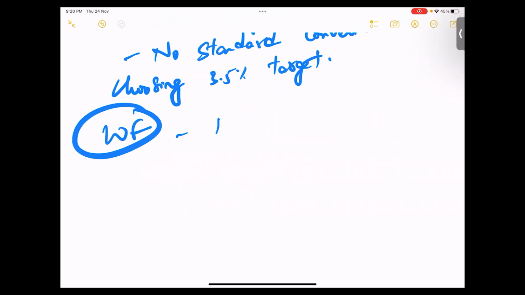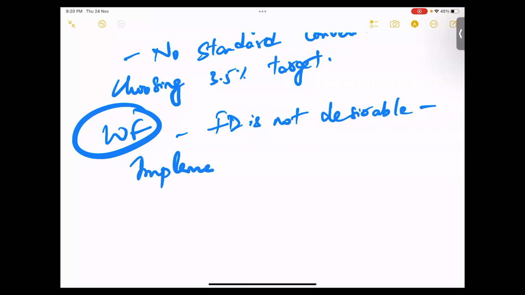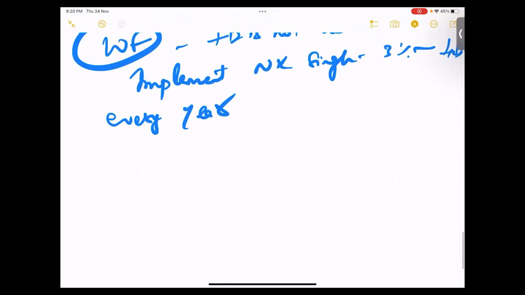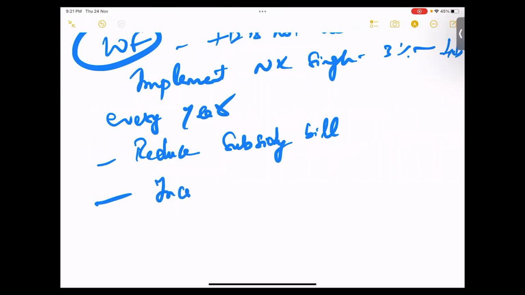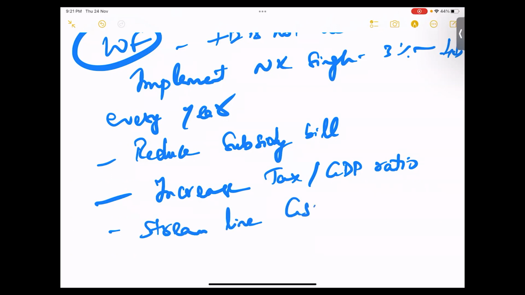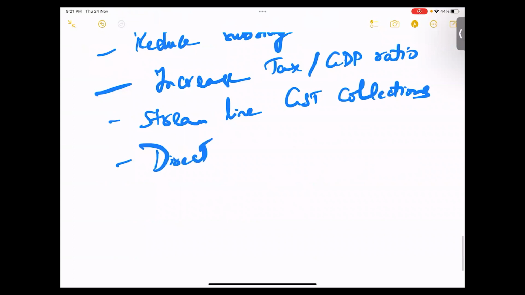Fiscal deficit is not desirable. Implement the NK Singh committee recommendation, initially 3% and thereby reduce every year. Reduce the subsidy bill, increase tax to GDP ratio, streamline GST collections, and direct taxation reforms.